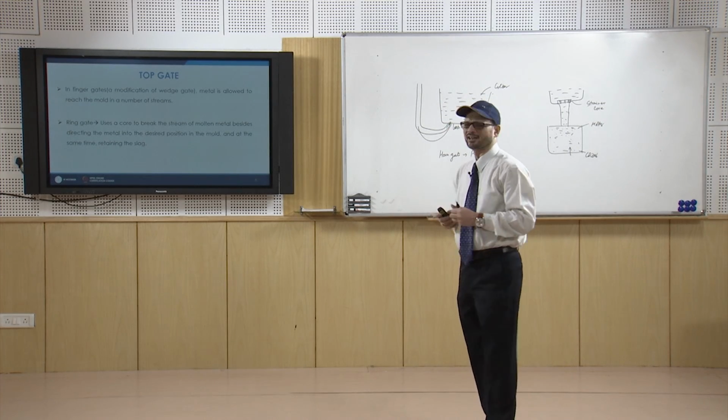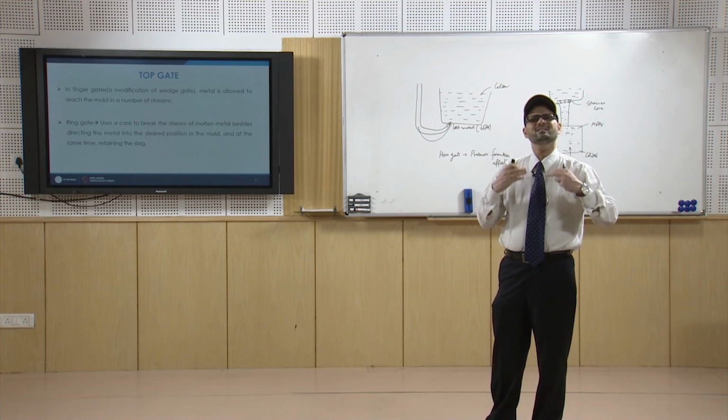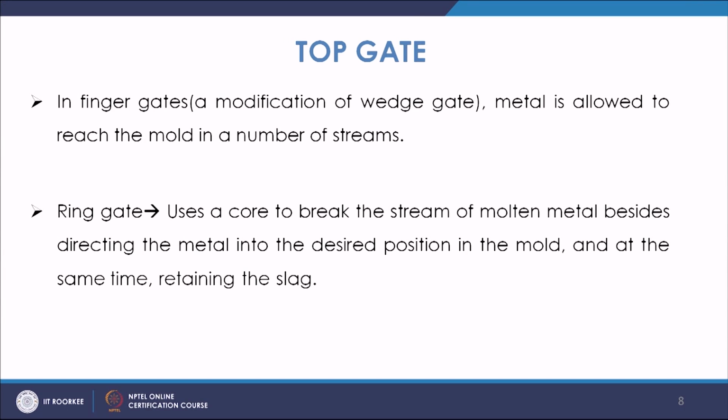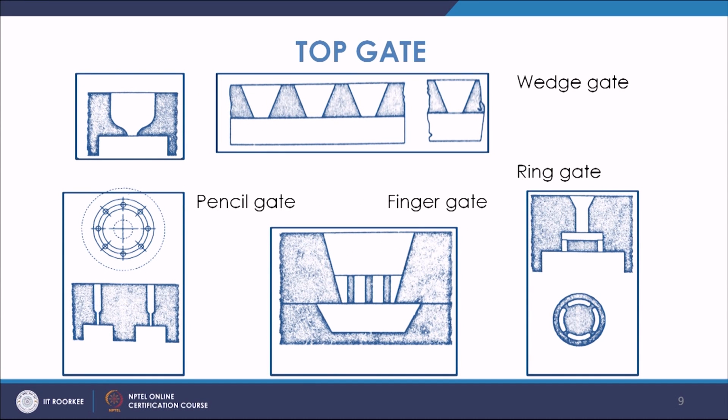Then you have the finger gate, which is nothing but a modification of the wedge gate, and molten metal is allowed to reach the mold in a number of streams. If you look at this finger gate, it is just like a wedge gate, but you are allowing the metal to pass through a number of streams.